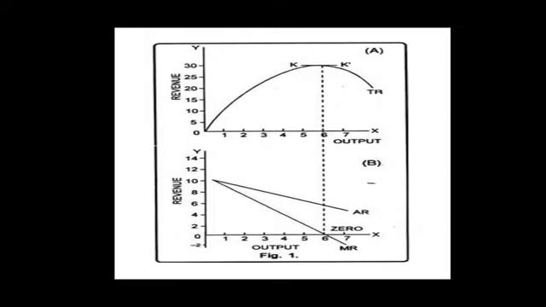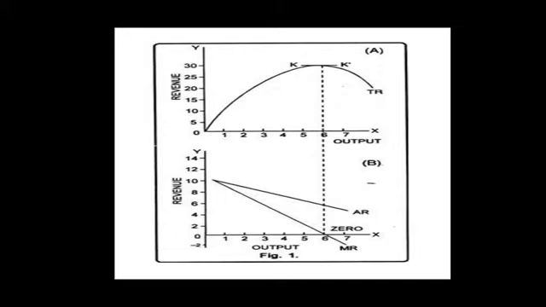Here is the diagrammatic representation of total revenue, average revenue and marginal revenue curves under imperfect competition. In this figure, the units of output have been shown on the horizontal axis, that is the x-axis, while revenue, that is total revenue, average revenue and marginal revenue, are shown on the vertical axis, that is the y-axis. Here TR, AR and MR are the total revenue curve, average revenue curve and marginal revenue curve respectively.